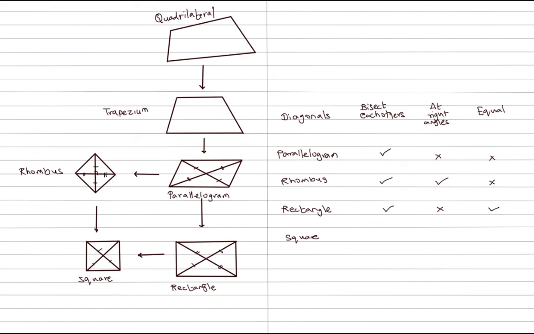Now let us come to square. It is a special type of parallelogram, hence the diagonals bisect each other. And the diagonals are equal because it is a special type of rectangle. It is a special type of rhombus also, hence the diagonals bisect each other at right angles. These are all the comparison of properties of diagonals of special types of quadrilaterals.